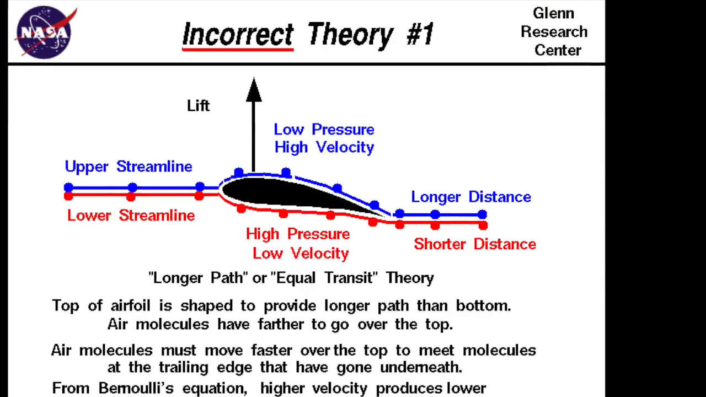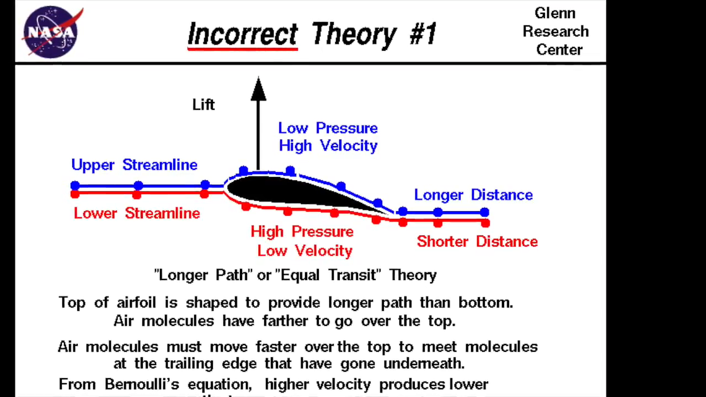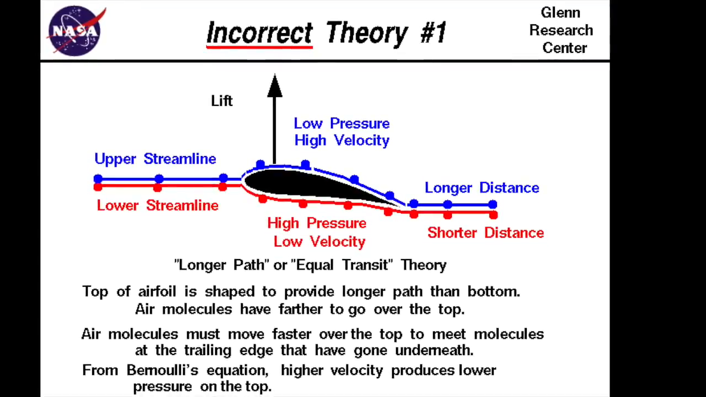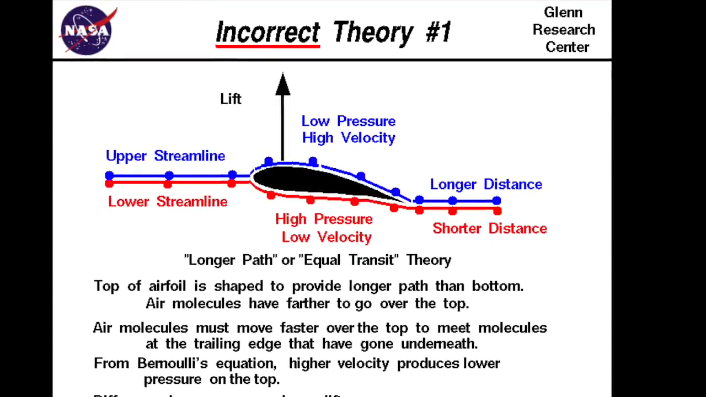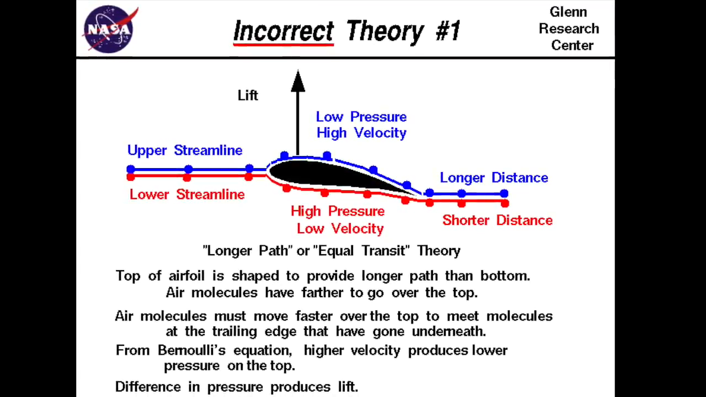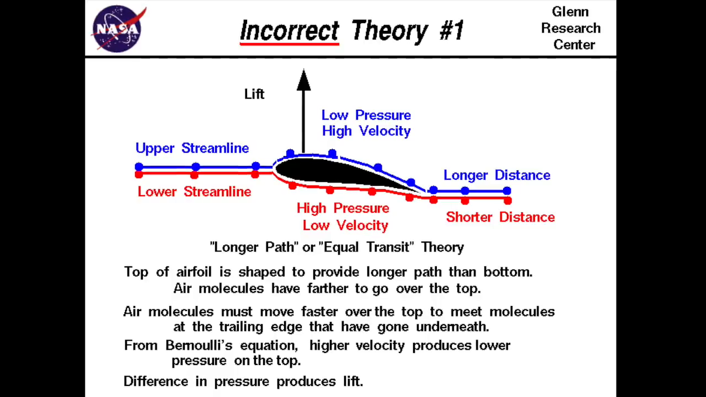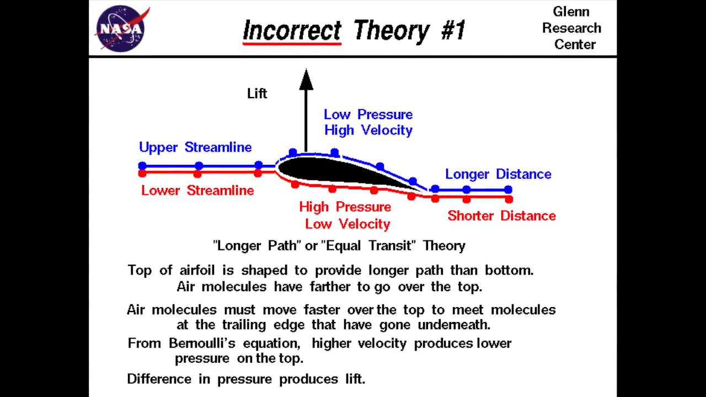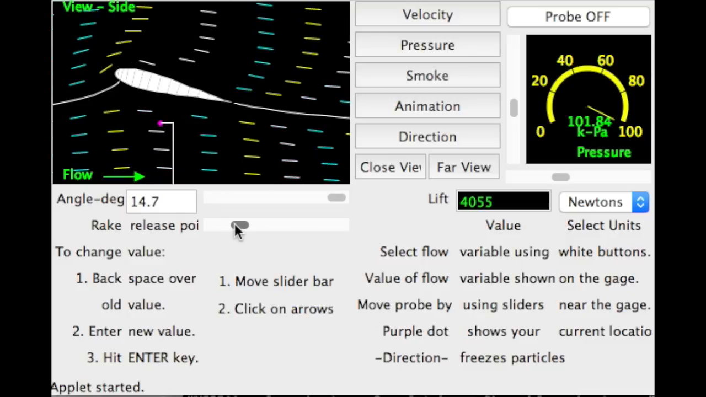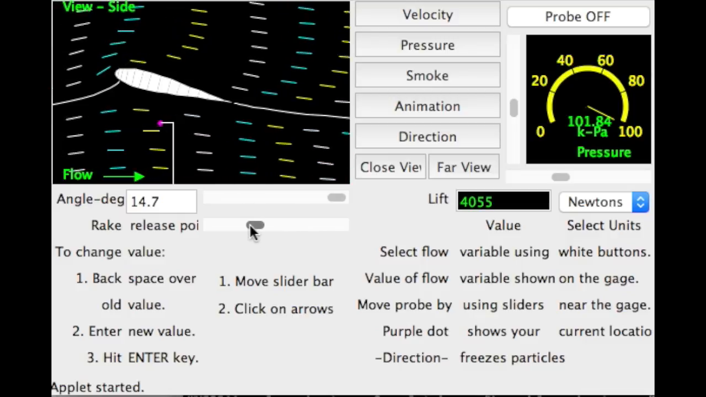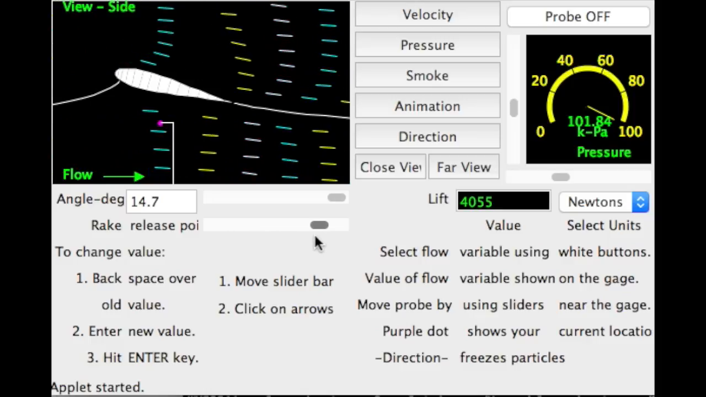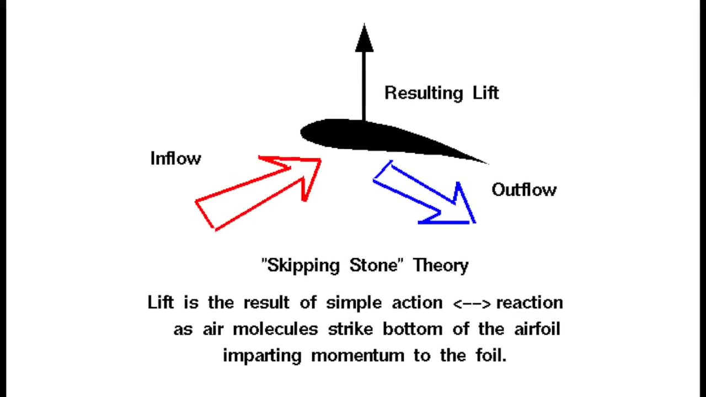One of the misconceptions is called the equal transit theory. This theory states that the air going over the top of the airfoil must meet the air going under the airfoil. Because the top has to travel further and meet up at the same time, it travels faster, creating a gradient in pressure. Now, this theory is wrong because there is no reason for why the air must meet up at the end. In fact, looking at the simulations, we see that the air going over the top goes ahead of the air on the bottom, and because of this, the lift generated is much greater than what the theory predicted.